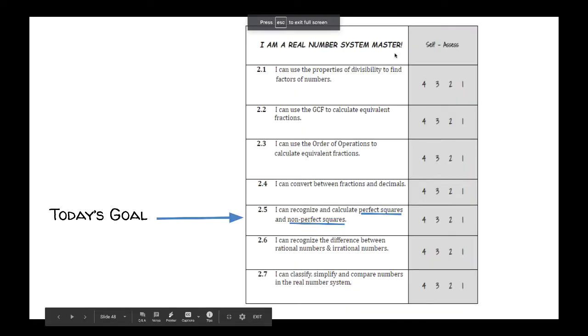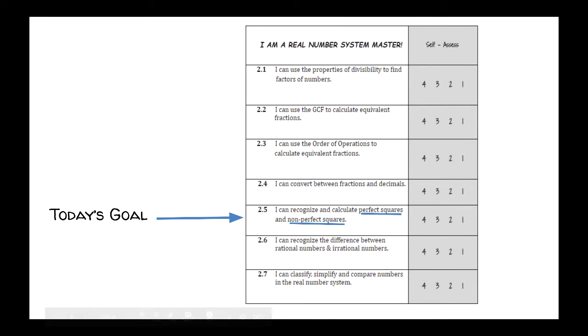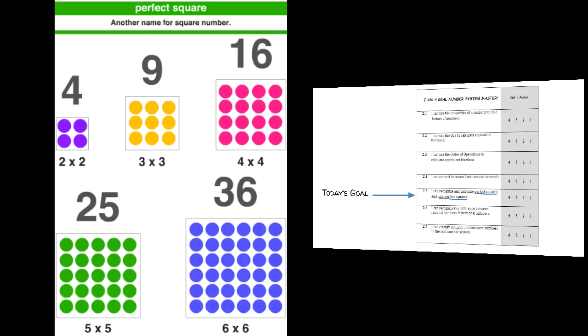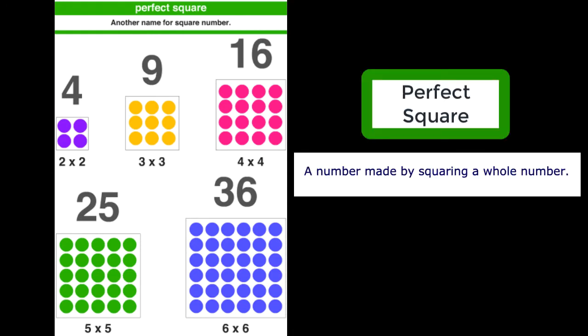So our goal today is to be able to recognize and calculate perfect squares and non-perfect squares. We just talked about what square roots are. So now let's dive into our notes. Look at that first chunk. Those examples that you see are all perfect square roots. What do you think makes a perfect square root? Based off of my intro that I just gave you. A perfect square is made by squaring a whole number. It's the inverse operation of squaring a whole number.